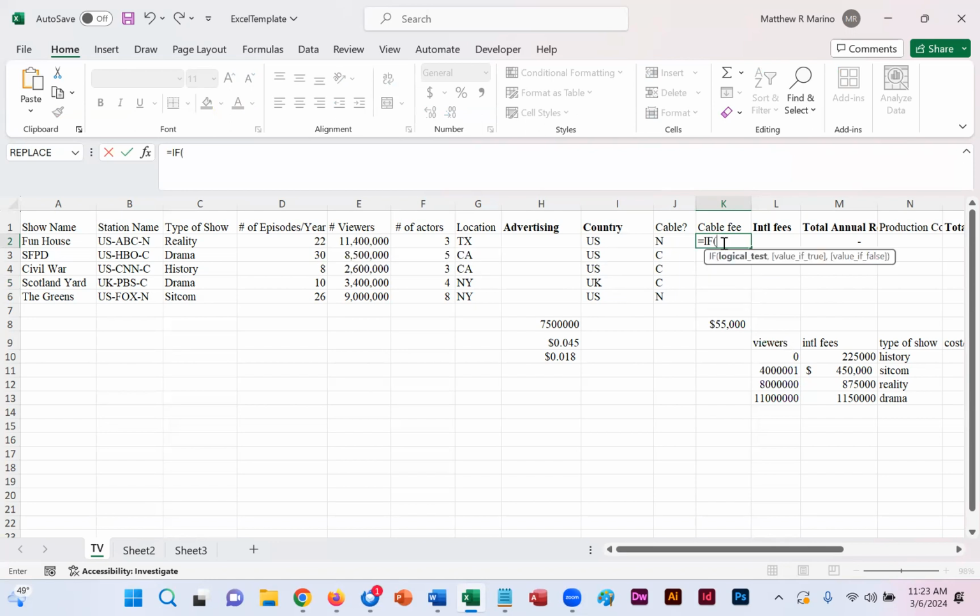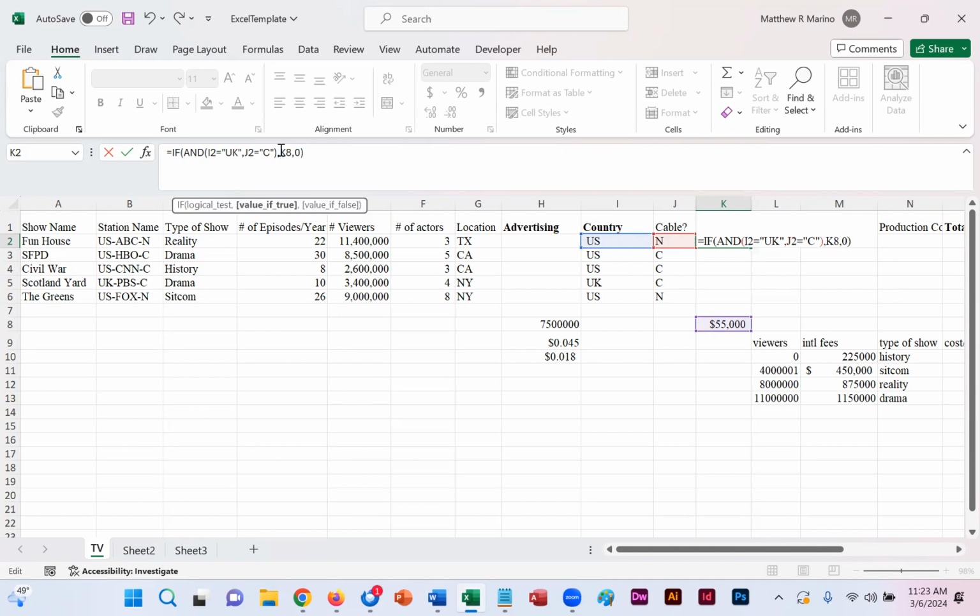So you would do if and then you're going to check both of these. So does country equal UK, comma, does cable equal C for cable? If that's true, the 55,000. Otherwise, the 0. But you have to make the 55,000 wherever you put it as an absolute.